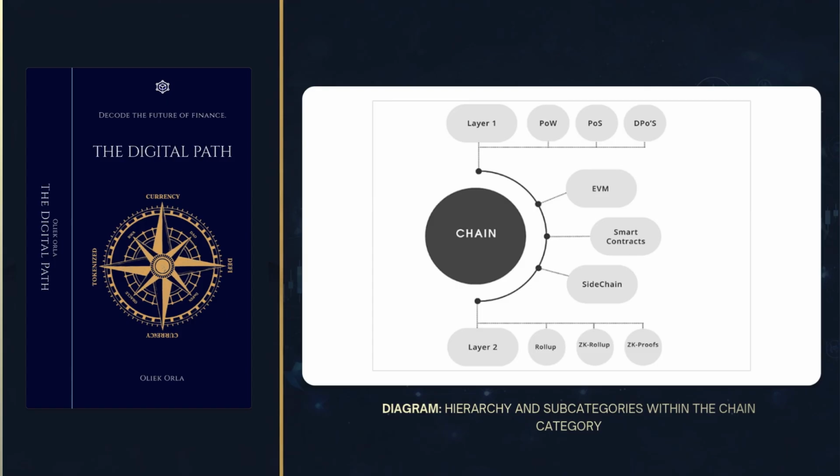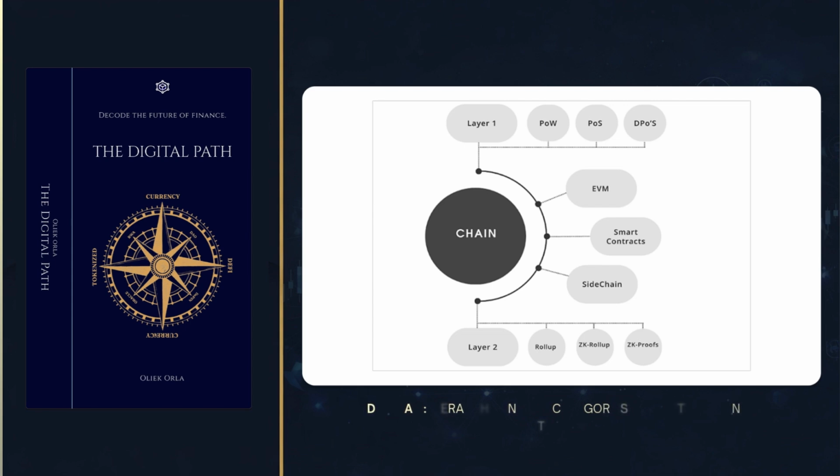Together, these subcategories form the technological backbone of the blockchain ecosystem, enabling creation, scalability, and interoperability of modern digital asset networks. Examples: Optimism, Arbitrum, Polygon, ZK Sync, and Stacks.